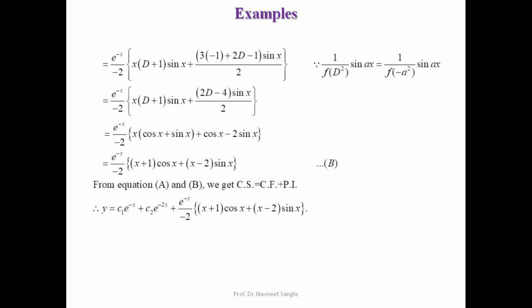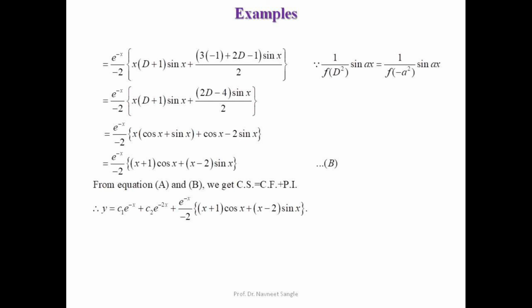Then we know that D stands for derivative with respect to x. If we apply this formula, then we get e raised to minus x upon minus 2, x into D into sine x. The derivative of sine x is cos x, plus 1 into sine x means sine x as it is. x is common in the first bracket, plus 2 upon 2 will get cancelled. The derivative of sine x is cos x, that's why the third term is cos x, minus 4 upon 2 means minus 2 into sine x as it is.